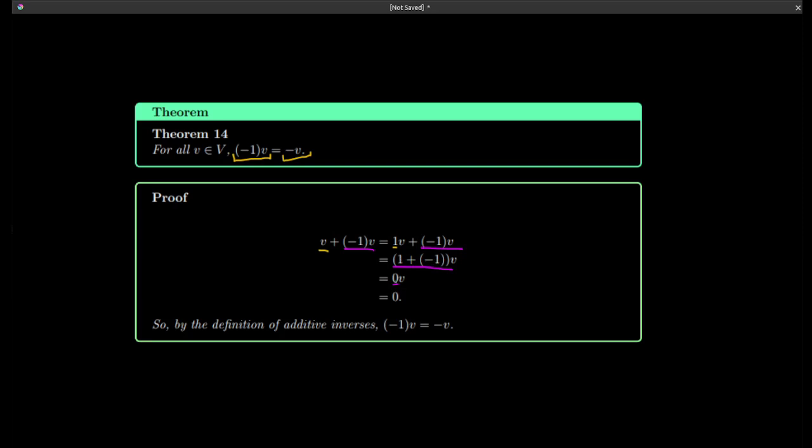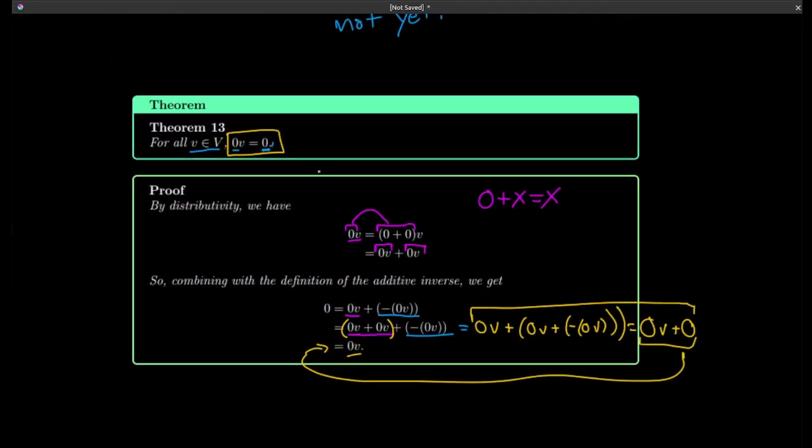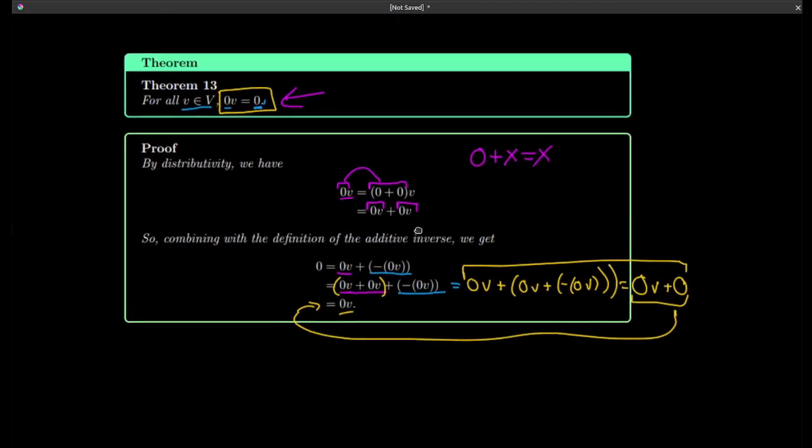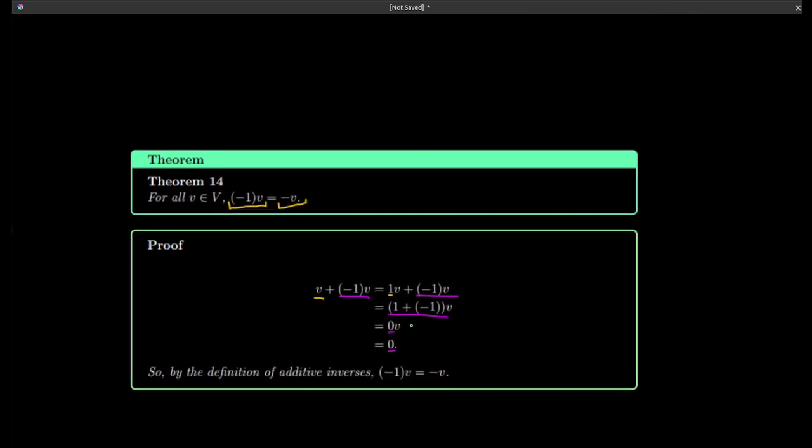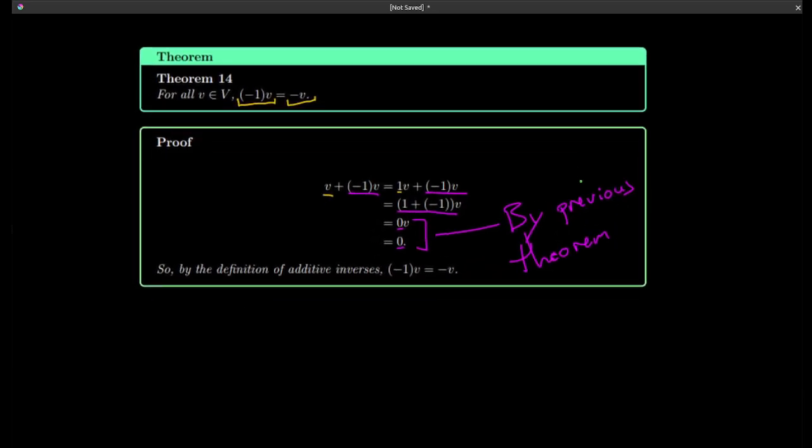So now I'm scaling V by the additive identity of the field, and that gives me the additive identity of the vector space by this result we just proved right here. Awesome. This piece right here comes from the previous theorem. All right, sweet. So what do you think of that?